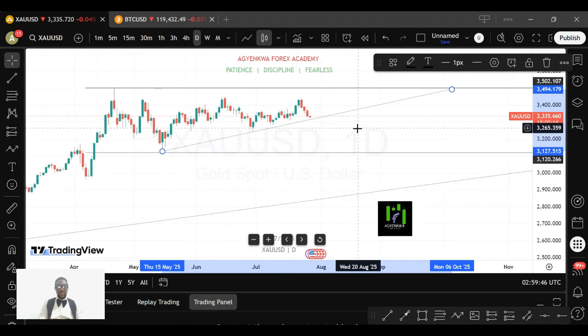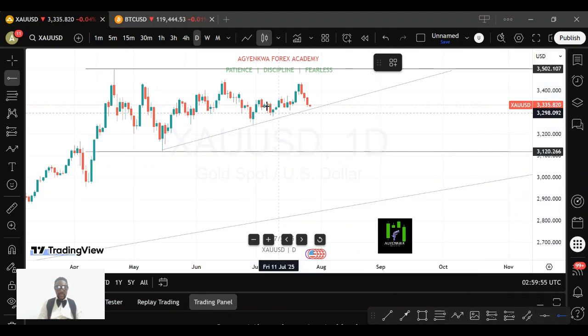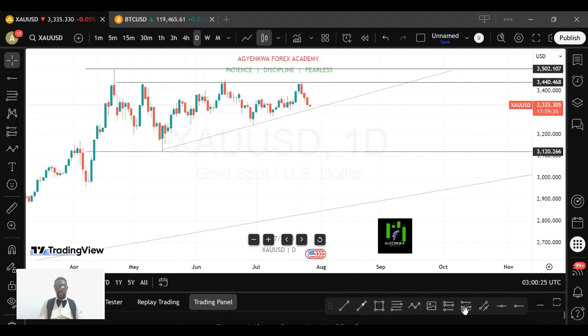Now let's mark this current daily candle. And right now, what we see is gold reacting to this level here. Gold is reacting to this level right here. And if gold breaks this trend line, then we may be trading it to this support right here. So let's go ahead and mark. Just want to see what we can find.